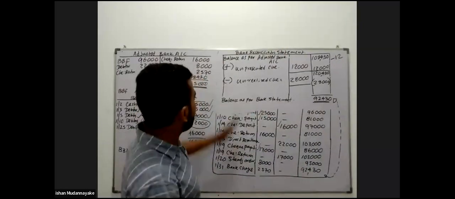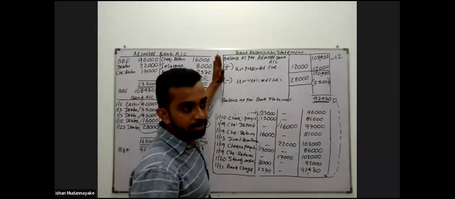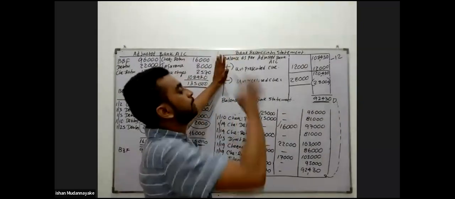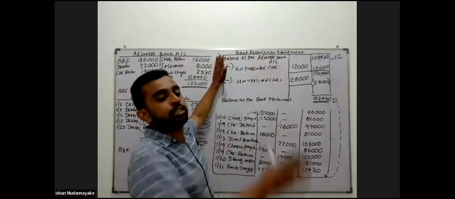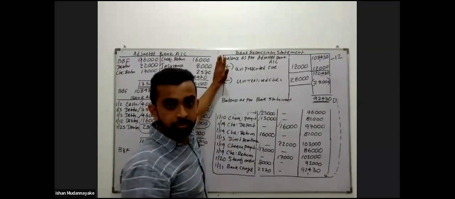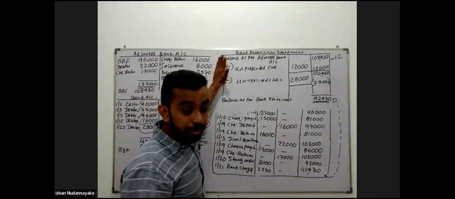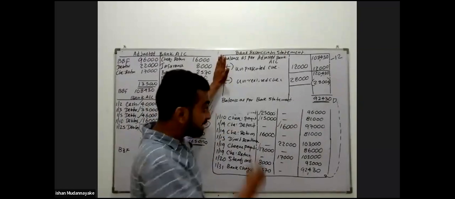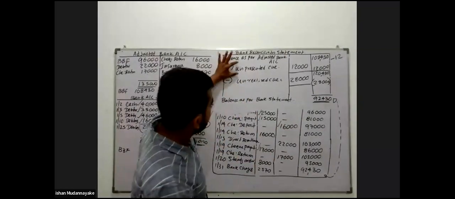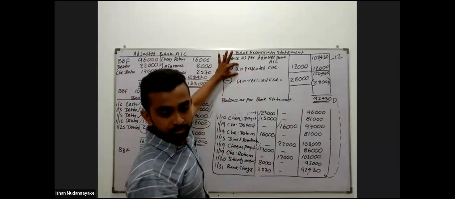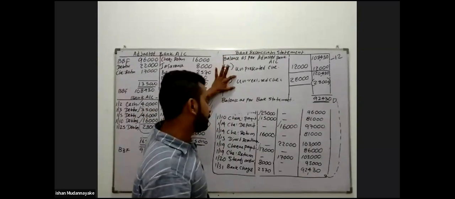Okay, how do we supply this bank reconciliation to the top management of the business? These are the reasons for the difference. There is a gap between the adjusted bank account and the bank statement, but these are the reasons: issued but not presented check, deposited check but unrealized check.